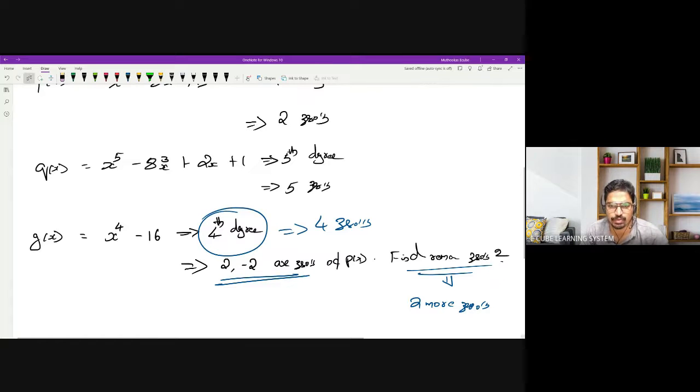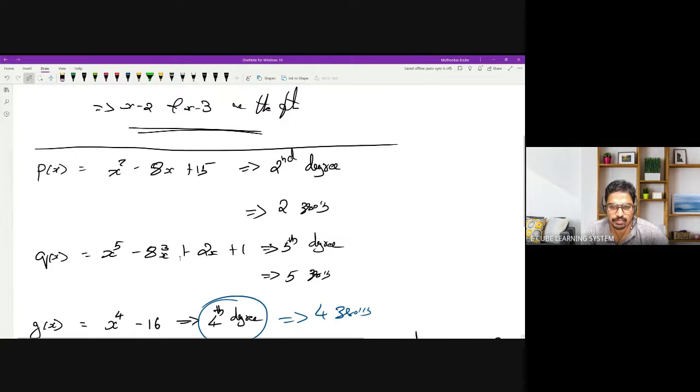Okay. So just note down in your own words regarding the number of zeros. If a polynomial has this degree, then the number of zeros will be like this.